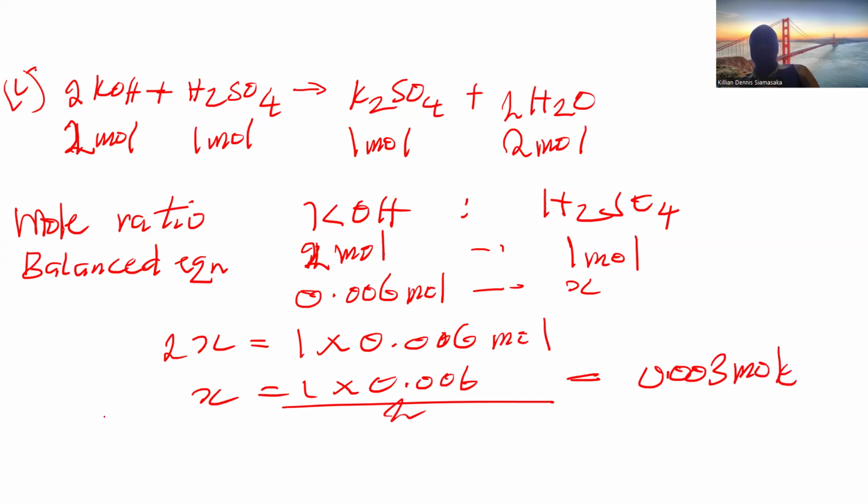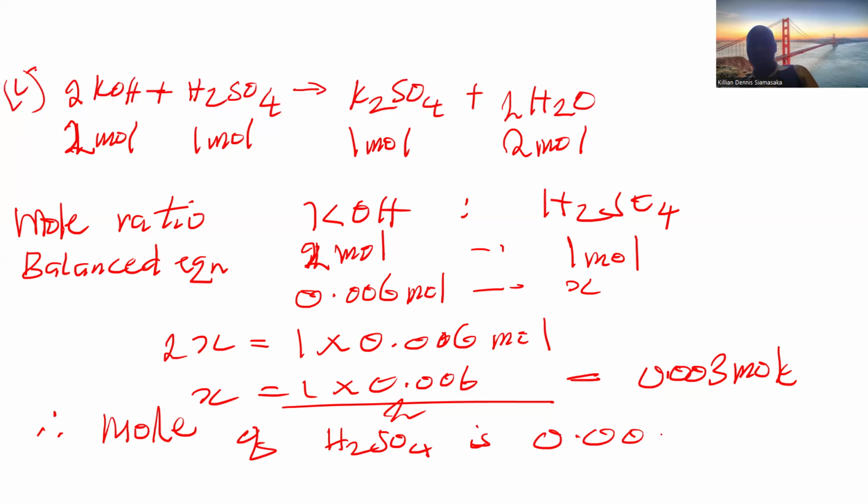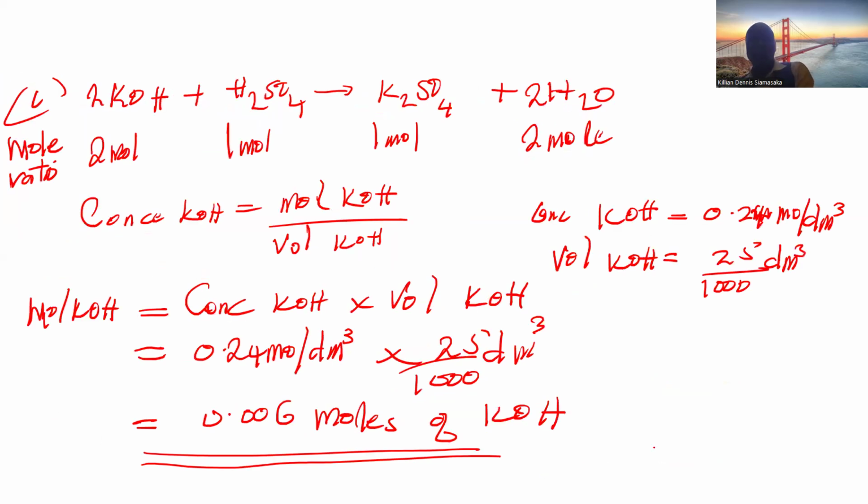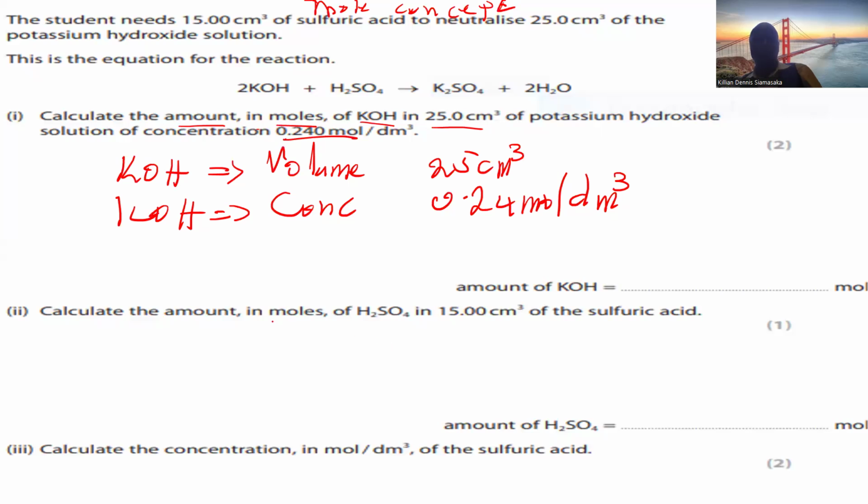So the moles of sulfuric acid is 0.003 moles. Meaning that we have answered the second part of the question, where they wanted us to calculate the amount of moles of sulfuric acid.